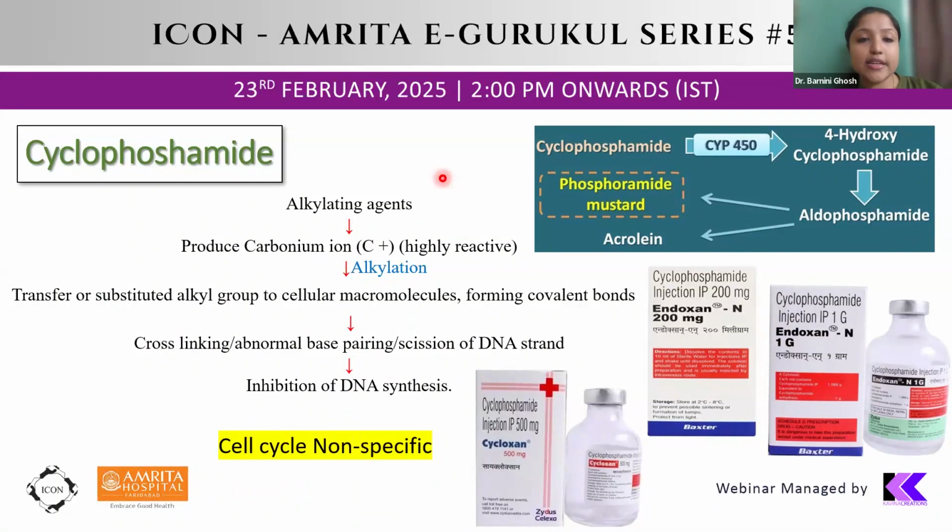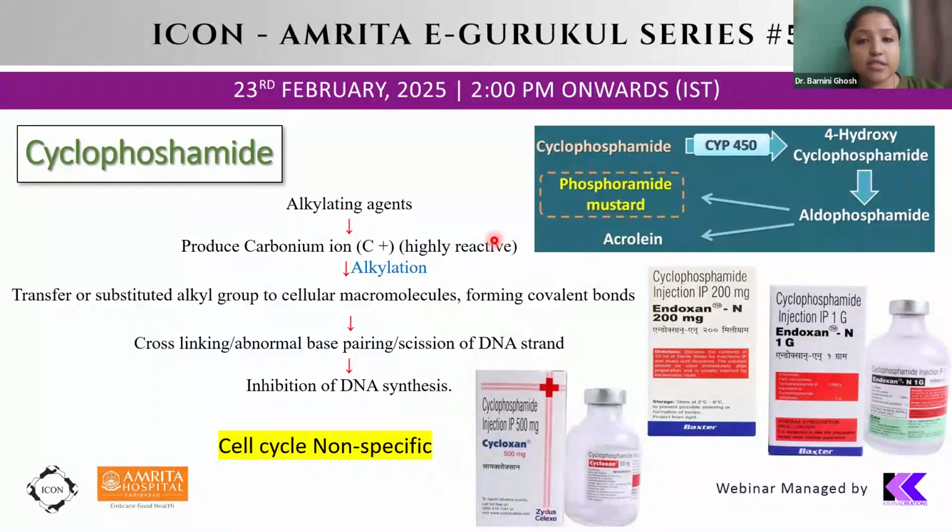So this is an alkylating agent and it is a cell cycle non-specific drug. So what happens is that when the cyclophosphamide enters the body, it is metabolized by the hepatic microsomal enzyme system, that is the CYP450. And in a series of steps, it gets converted to its active form, phosphoramide mustard. Another metabolite is generated, which is acrolein, and this metabolite is responsible for the hemorrhagic cystitis caused by cyclophosphamide.